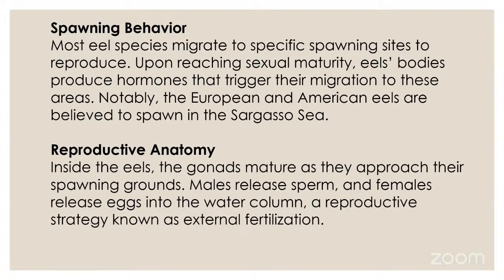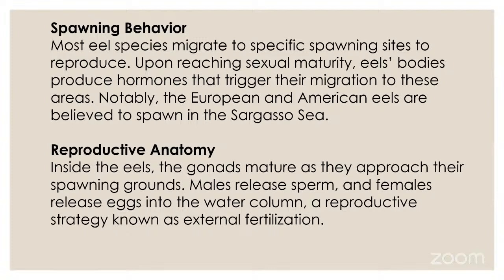So once they attain maturity, the body produces certain hormones. So it is understood that they are ready to lay eggs. They are ready for the spawning season. Notably, the European and American eels are believed to spawn in the Sargasso Sea. So they leave freshwater only for spawning purposes. These European and American eels migrate to the Sargasso Sea.